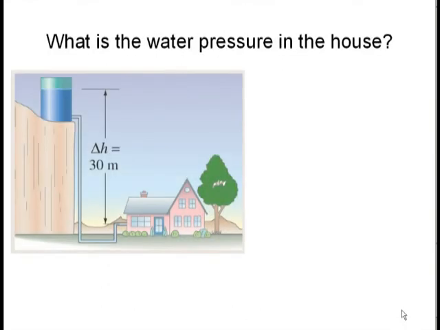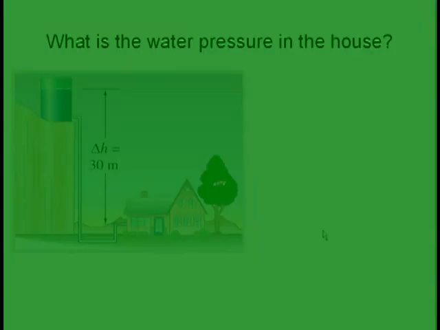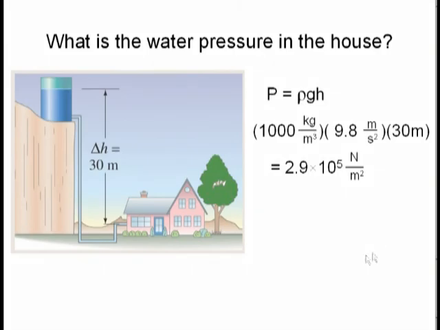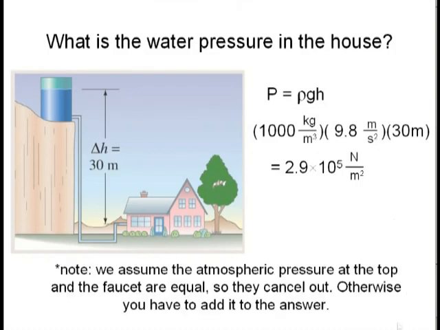Next type of problem is water pressure in a house. When you turn water on in your sink, the reason water flows out is because there's pressure in the line, and that pressure comes from a storage tank that is up high somewhere in the city. And we'll look at our rho GH formula. It tells us the pressure down at the bottom. We can calculate if we're 30 meters below that this is our pressure. Note that we assume the atmospheric pressure at the top and at the faucet are equal, so they cancel out. Otherwise we have to add them to our answer.